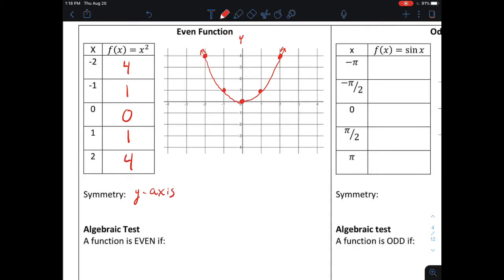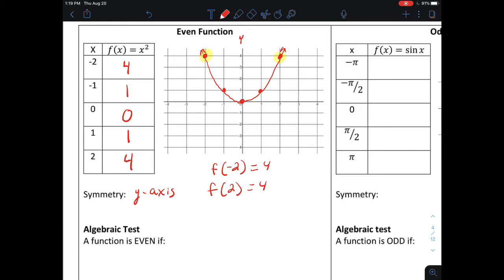Now here's the thing to keep in mind. All even functions will be symmetric about the y-axis. So I can fold all these even functions over the y-axis and they'll lay on top of each other. Now let's look at two points: the point on the graph at -2, 4 and +2, 4. So f of -2 equals 4 and f of +2 equals 4.